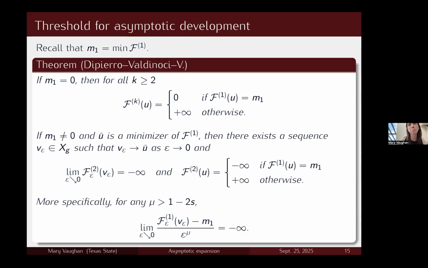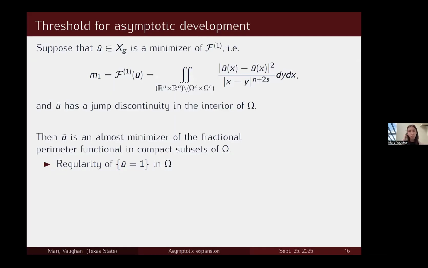We expect this to be sharp, that when μ is equal to 1 minus 2s, we expect to maybe get a gamma convergence result there. So then that would tell you you have this kind of fractional asymptotic development, I guess, or I don't know the correct phrase you might use there. But we haven't been able to prove that. We were able to show there is this threshold. We don't know that that threshold is sharp, but our proof kind of suggests that it might be. And we found this result a little bit surprising.